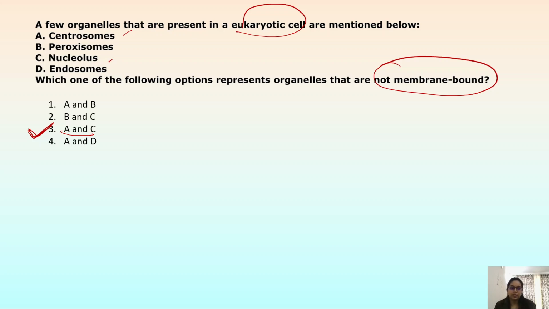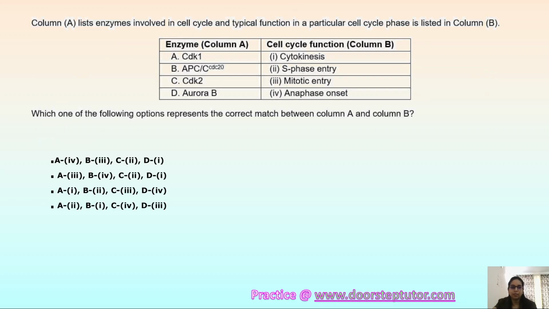While on the other hand, the peroxisomes and the endosomes are membrane-bound organelles. The peroxisomes are involved in various metabolic activities such as lipid metabolism, and endosomes are responsible for sorting and transporting cellular cargo.